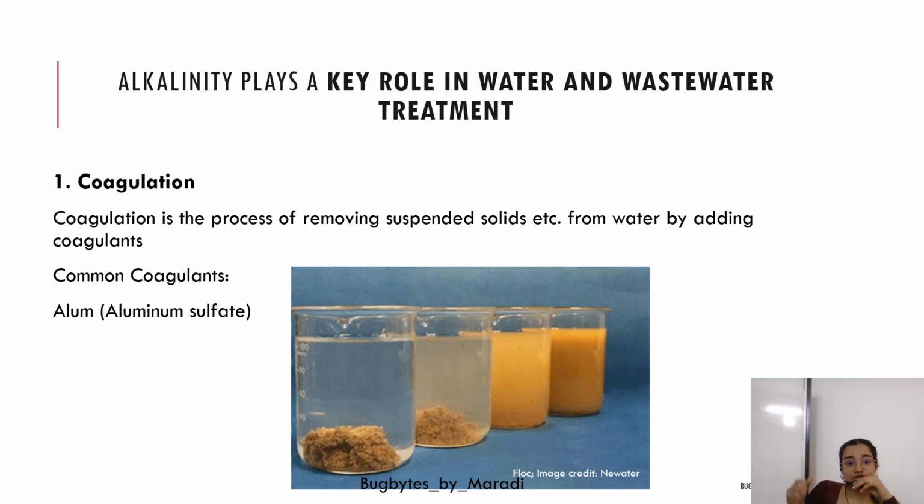Coagulation is the process of removing suspended solid matter, organic matter, or any kind of turbidity from the water by adding certain coagulants. The commonly used coagulant is alum. You can also add ferric chloride or ferric sulfate. So these are the coagulants.